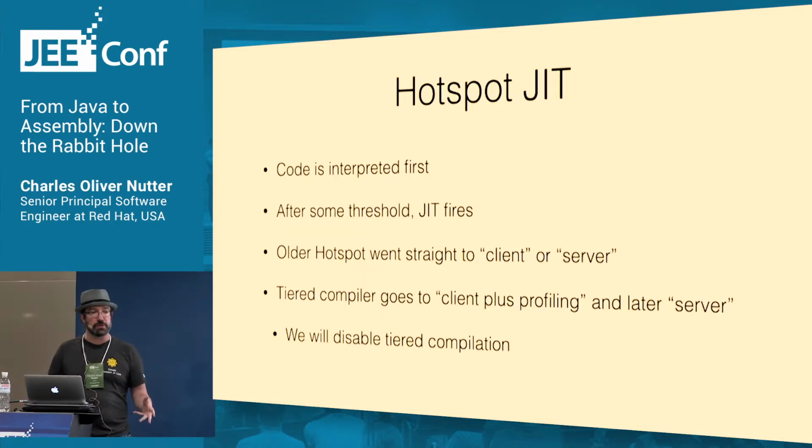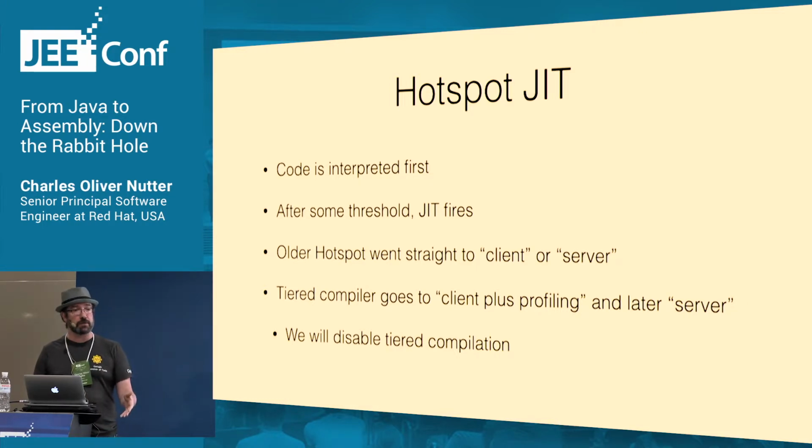So in the HotSpot JIT, as I mentioned, code is interpreted first. And so initially we won't see any compiles happen. The application needs to run for a little while, and then at some point, perhaps after a certain number of calls, perhaps after a loop runs for a certain amount of time, the JIT will fire and create native code for us to execute on the processor.